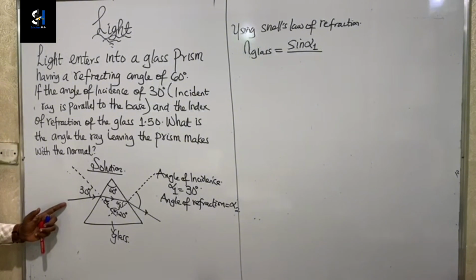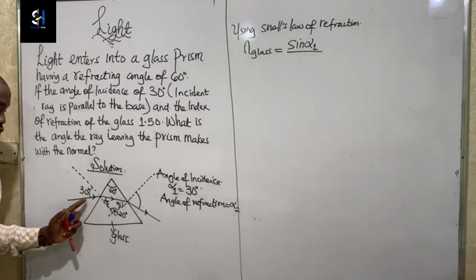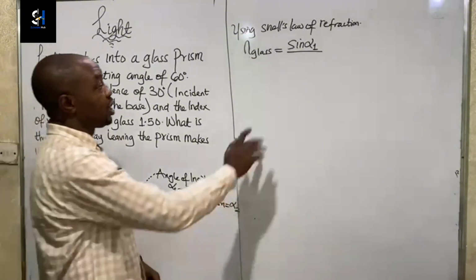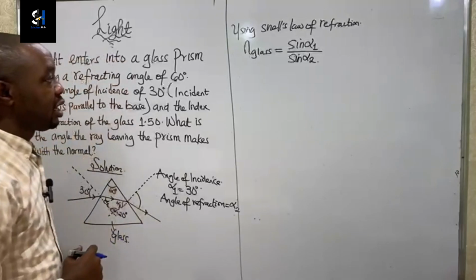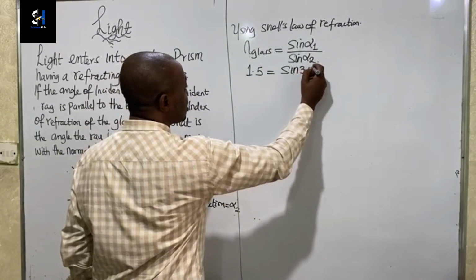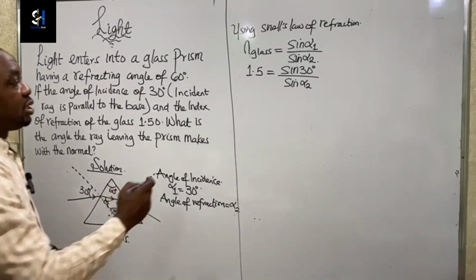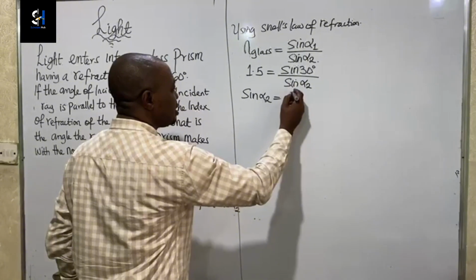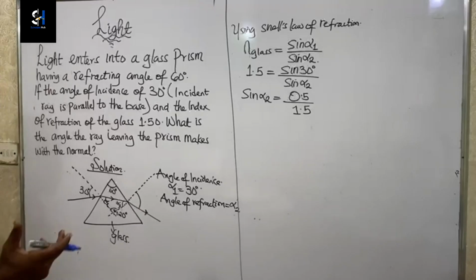That is the angle which the light incident on the glass makes with the normal. So we have sine alpha 1. Then we also have sine alpha 2, which is the refracted angle. Now this is 1.5. So this will be sine 30 degrees over sine alpha 2. Now, in this case, we have sine alpha 2 equal to sine 30 degrees over 1.5. Now we know sine 30 degrees is what? 0.5. So we have 0.5 divided by 1.5.